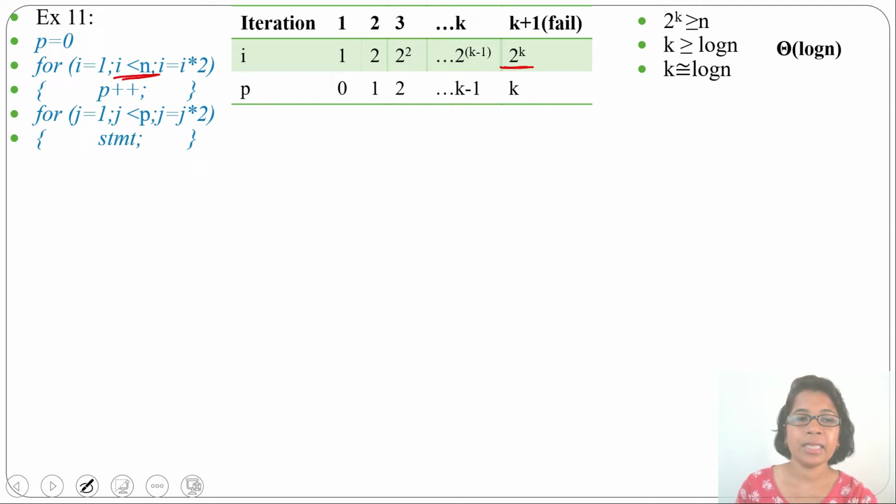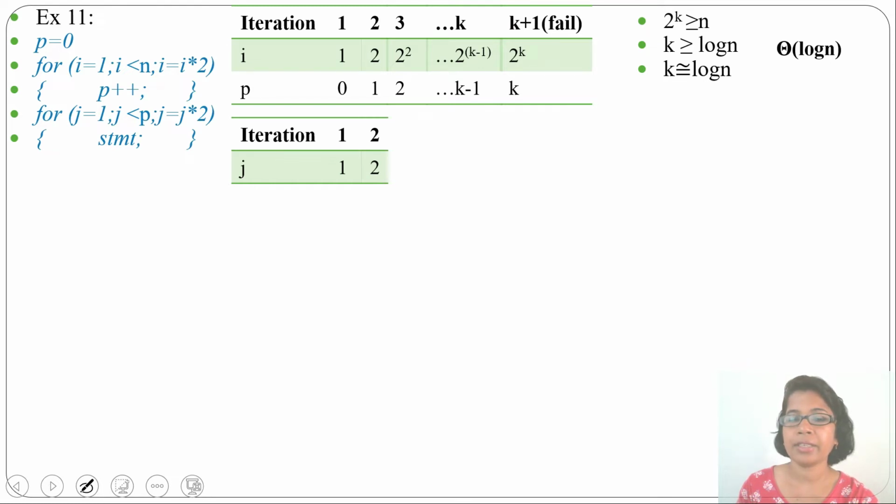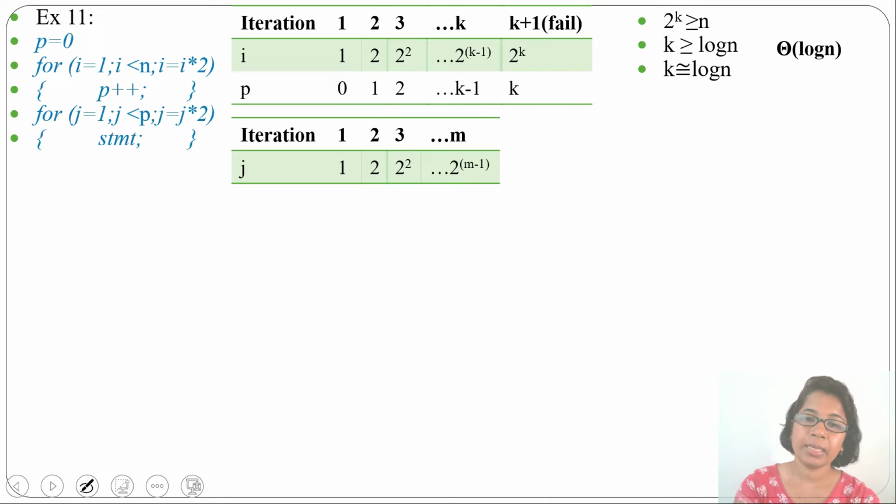Next, I need to analyze the second for loop. I will consider one variable for j and it will run till j value is less than p. In the first iteration, j value will be 1. In the second iteration, j value will be 1 multiplication 2, it will be 2. In the third iteration, it will be 2 multiplication 2, that is 2 square. In the fourth iteration, it will be 2 power 3. Like this, at m iteration, it will be 2 power m minus 1. Assume that till m it will run, at m plus 1 iteration it will fail. At m plus 1 iteration, j value is 2 power m.